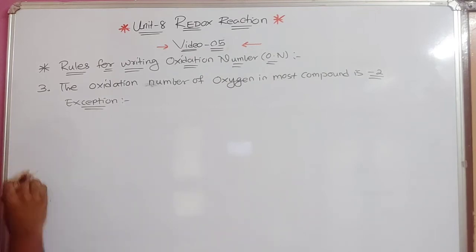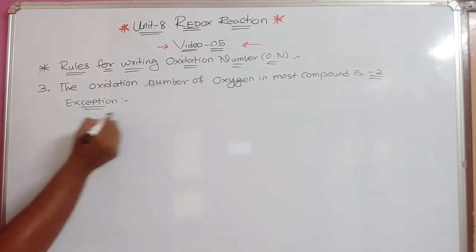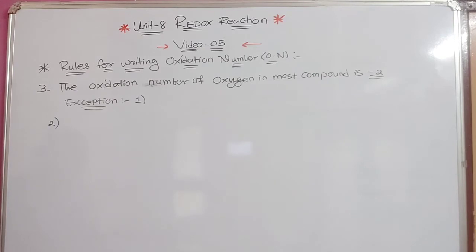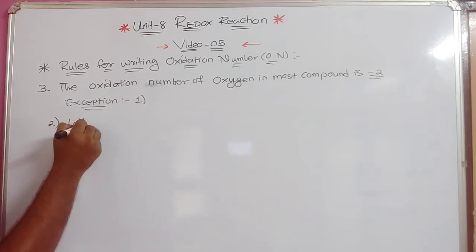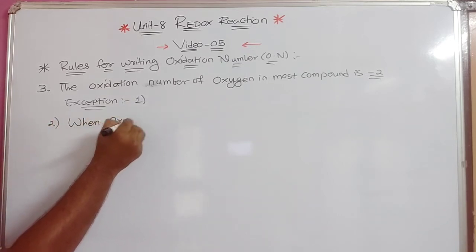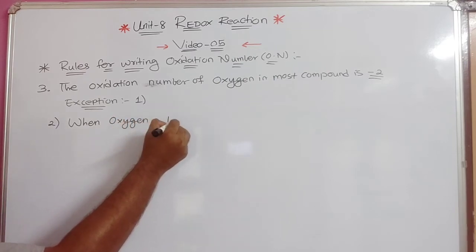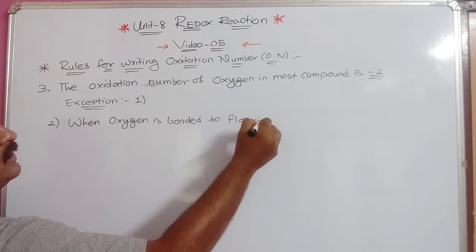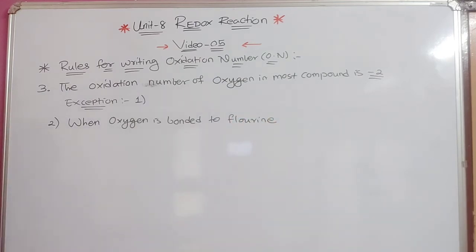This was exception number 1 that we discussed. Now we will talk about exception number 2. In exception number 2, remember this, when oxygen is bonded to fluorine, we know that fluorine is the most electronegative element.